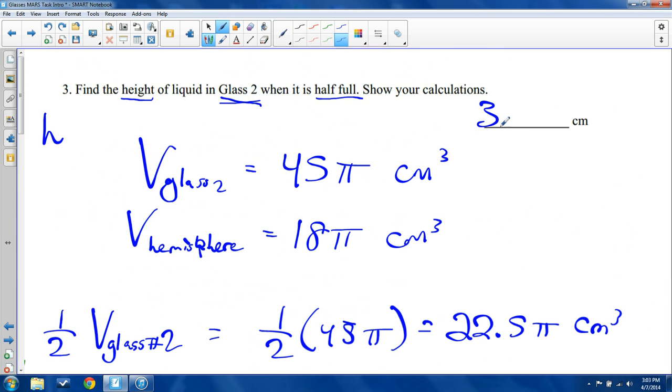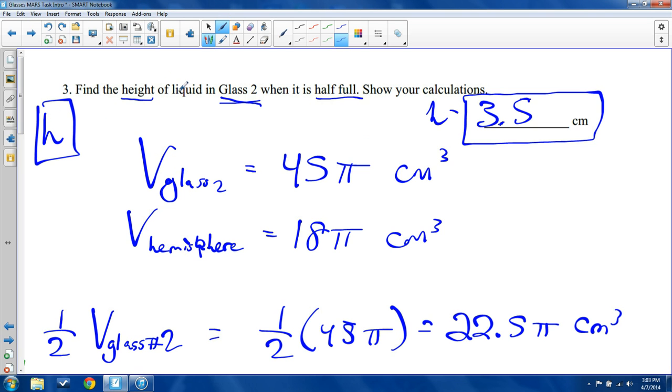Now, if all of this was too much, I'm going to try and revisit it. I don't know if I'll reword anything differently, but hearing it a second time with this in mind might help you out there. There's the final answer. See if I can go through it one more time with the writing in and see if it makes sense. First of all, it says find the height, so we're trying to find h. So h was 3.5, by the way. Find the height of liquid in glass 2 when it is half full.